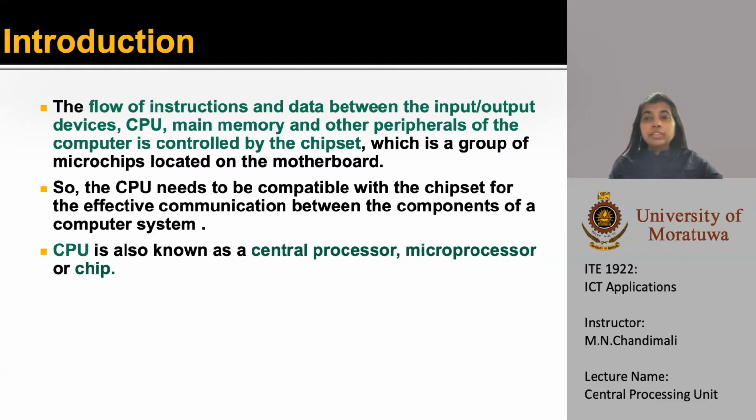For the effective data transmission between the peripherals to take place, we have to make sure that the processor or the CPU we are using is compatible with the chipset of the motherboard. So when you are buying a processor or a CPU, make sure that it is compatible with the chipset of the motherboard. Central processor, microprocessor, chip, processor, all these are synonyms for the CPU.